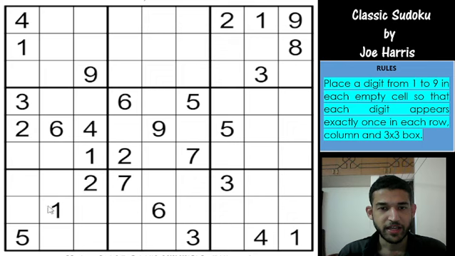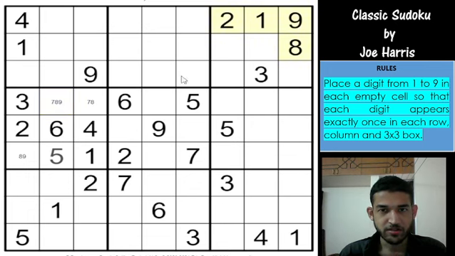Each row, each column and each 3 by 3 box will have digits from 1 to 9 without any repetitions. So let us start this Sudoku now. 1, 4, 2, 3, 6. So the remaining digits are 5, 7, 8, 9. So you have 5 in row 4, 5 in column 1. So 5 goes here. And this would be 8 and 9. This has to be 7, 8, and this would be 7, 8 and 9.